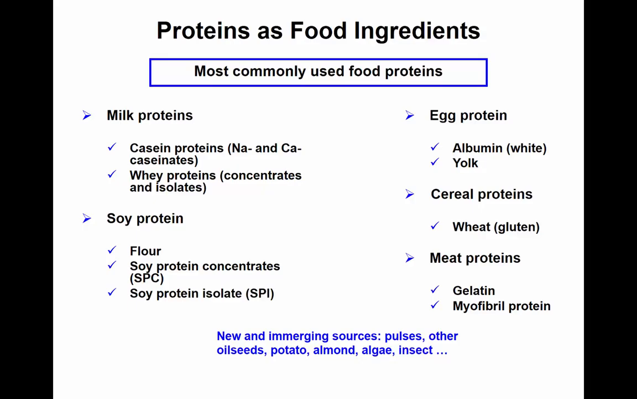What we're going to talk about in this section are the different sources of proteins, the different structures of the different proteins, and how they impact functionality and how they differ in functionality. So we'll talk about dairy proteins, soy protein, gluten proteins, so the different types of proteins basically. So here we are, in this section of this map.